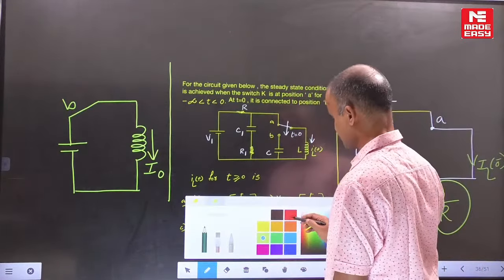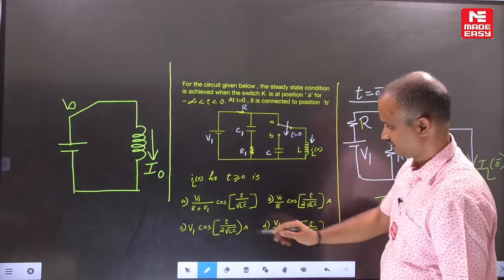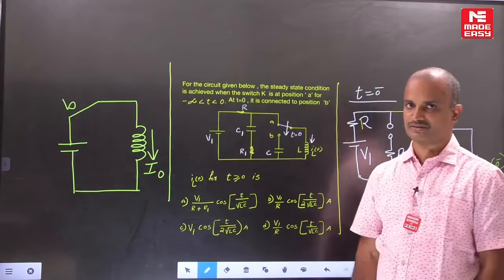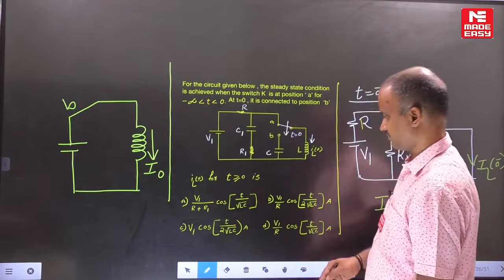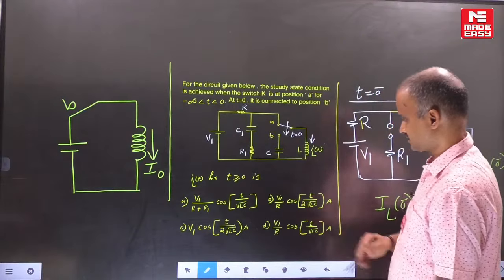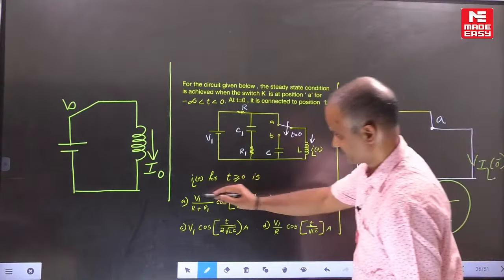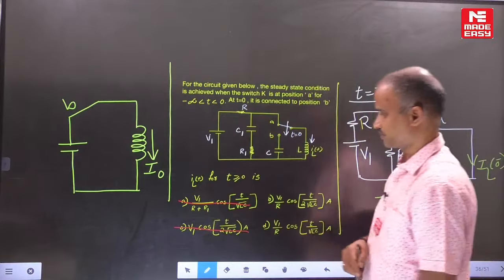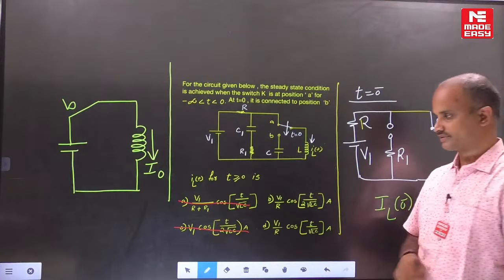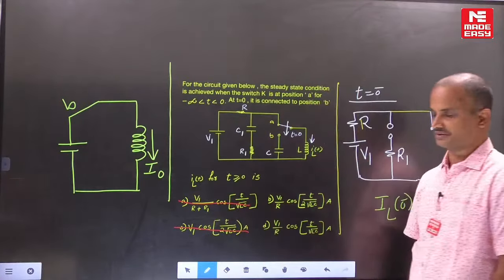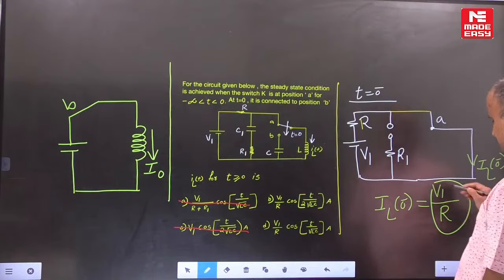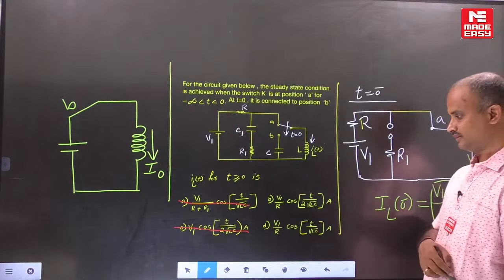Again, can you observe the options? In the options, the initial current is given as V by R plus R1 in one, and V1 by R in another. It is also V1 by R. That means option A is incorrect and option C is also incorrect, because what is the initial current? How much are you writing here? V1 by R. Okay.